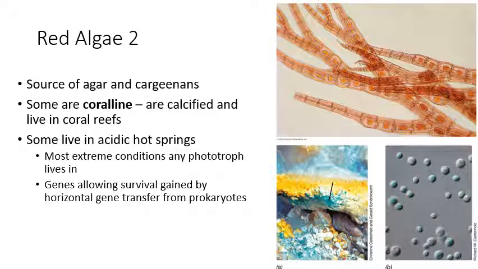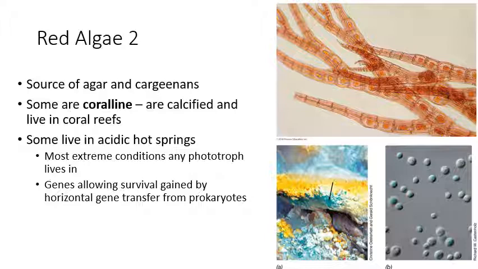Red algae are important industrially because some of their cell walls are made of agar and some of their cell walls are made of carrageenans. So it just depends on the specific species what the cell wall is made out of. Both of those substances are important in food production, and agar is really commonly used in the lab as a substrate to culture microbes on. So your petri dish would be full of agar, which comes from a red algae.